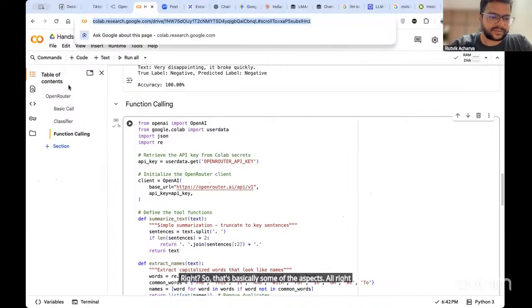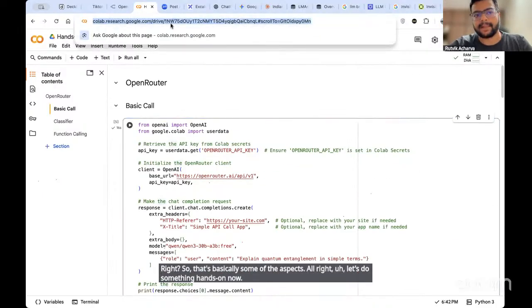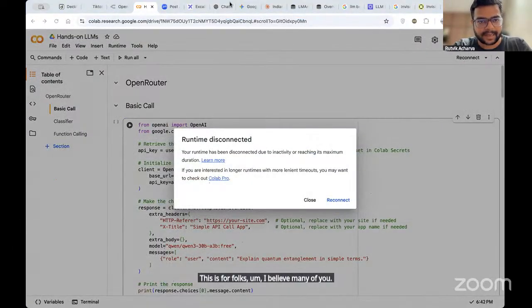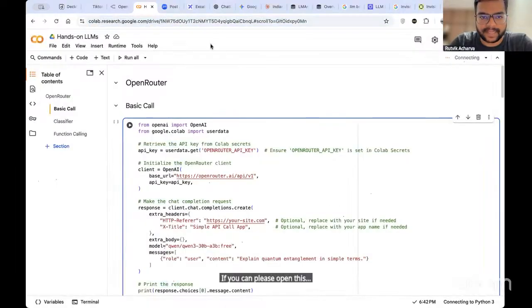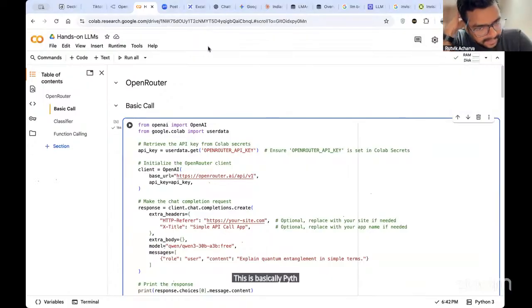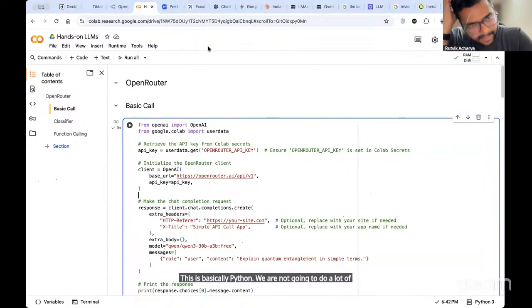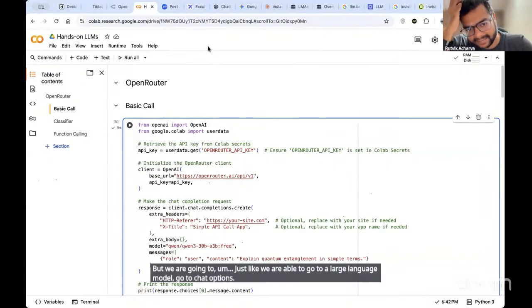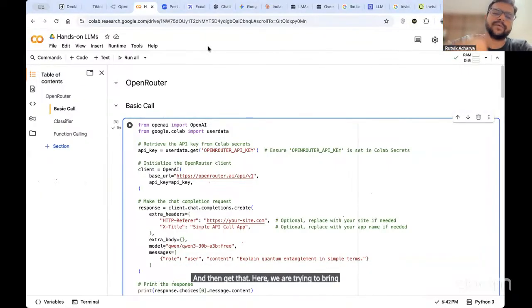All right, let's do something hands-on now. I'll put a link in the chat. If you can please open this Google Colab link. This is basically Python. We are not going to do a lot of coding, but just like we are able to go to a large language model, go to chat options, and then get that, here we are trying to bring LLMs to our environment.